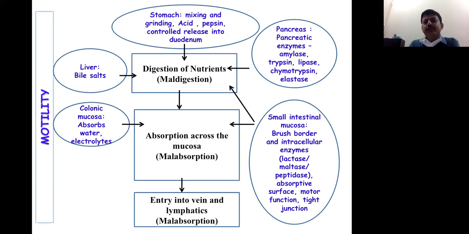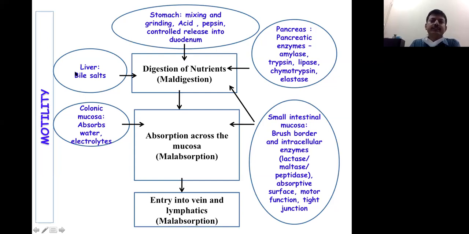It requires input from different parts of the GI tract. The most important is the small intestine. Then there are contributions from the stomach, and contributions from the pancreas and liver. So essentially, the first step is digestion and the next is absorption.